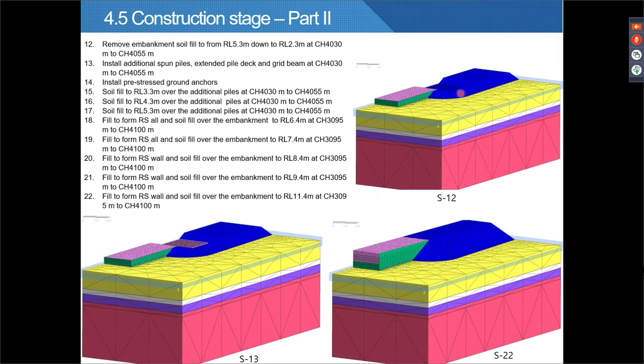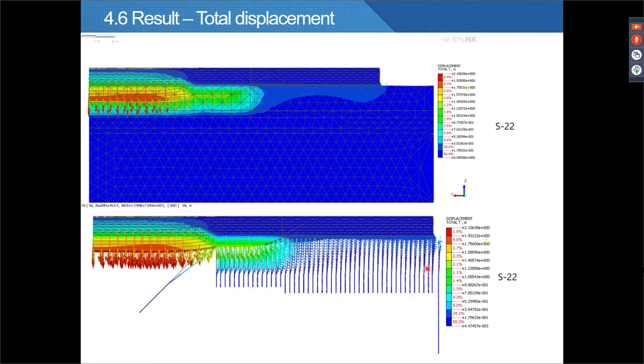After that, remove partially the embankment down to RL 2.3 to install the spun piles at this portion, grid beams and anchors here, and backfill the embankment to RL 5.3. Then construct the reinforced soil wall and embankment gradually to RL 11.4. This is the total displacement at the end of the construction. The result shows that the fill placement behind the grid beam resulted in significant settlement and lateral movement, and subsequently pushed the reinforced soil wall and pile deck forward and caused a crack at the pier.